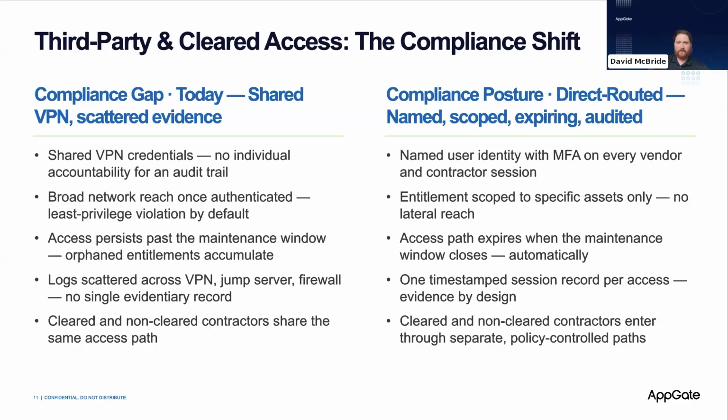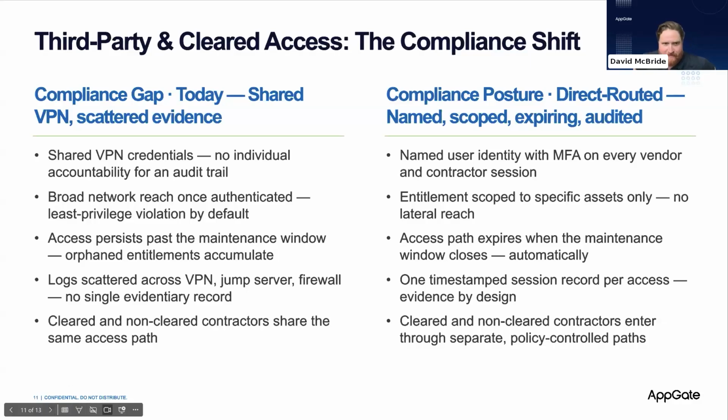So now you have a one timestamp session record per access written to your SIM. Your AU controls are met by design, and cleared and non-cleared contractors enter through separate policy controlled paths. It's very important for them to be separate, but also policy controlled. That last point, like I said, is significant. You can define separate entitlement sets for cleared versus non-cleared personnel, enforced at the policy layer with separate audit trails. That's the kind of control that makes DISA review go very smoothly, and those auditors become very happy when they walk into your organization.